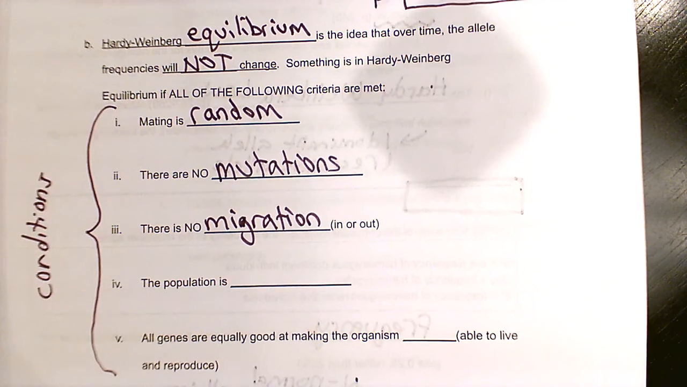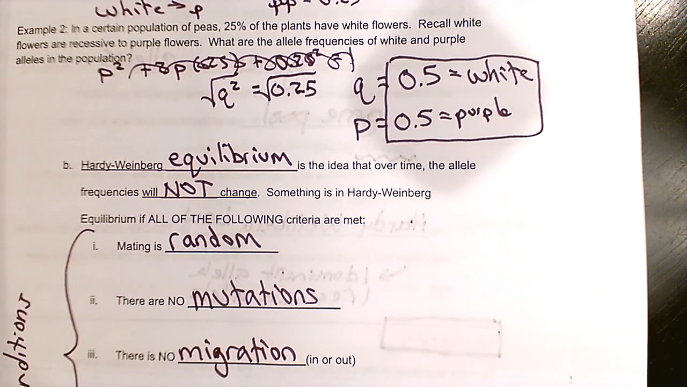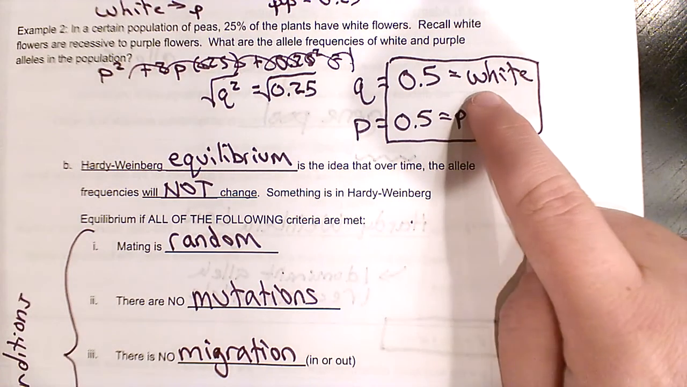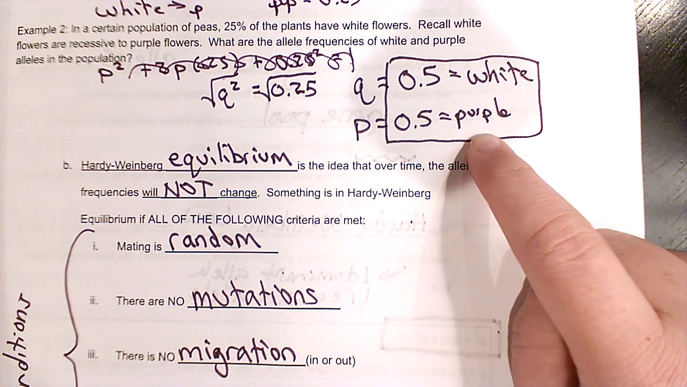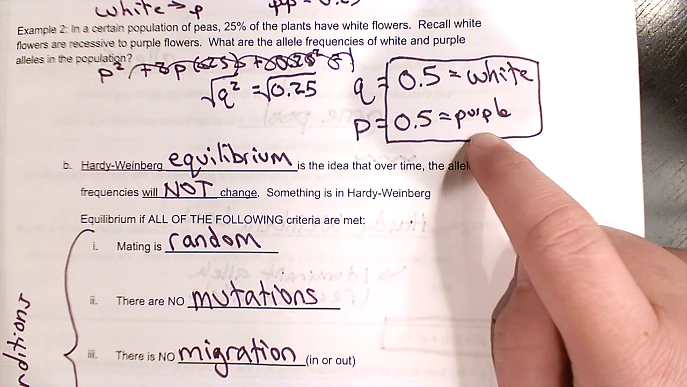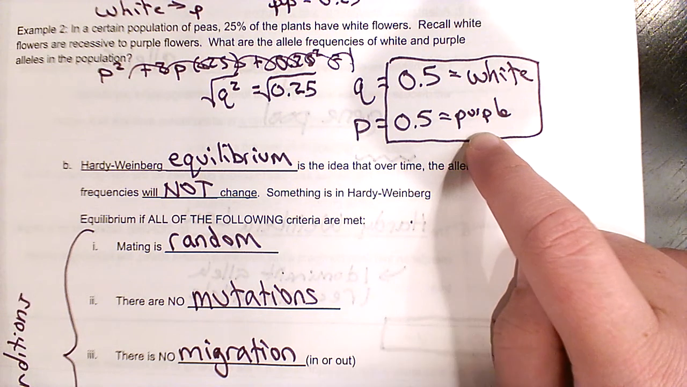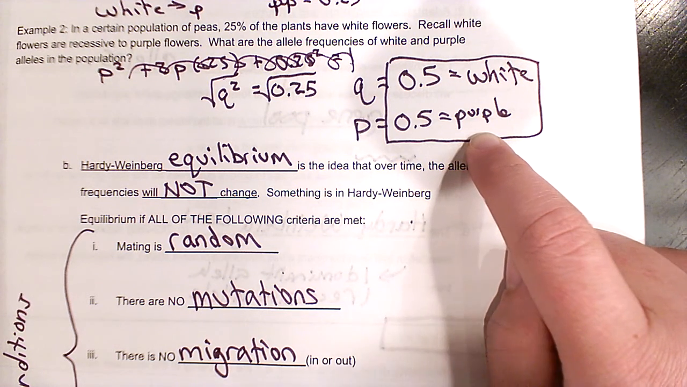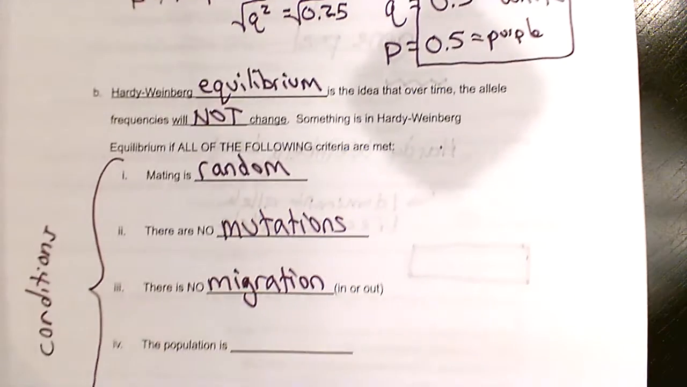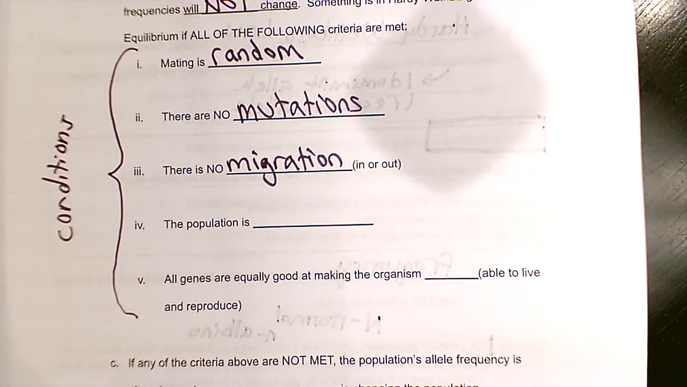Think about a certain population of pea plants where half of my alleles are the white alleles and half are the purple alleles. Well, all of a sudden, I bring in a pack of seeds that I got at the store that are all purple flowering ones. Is that going to change my allele frequencies? Yes. So I can't have migration in or out.